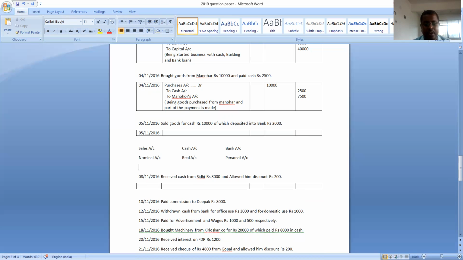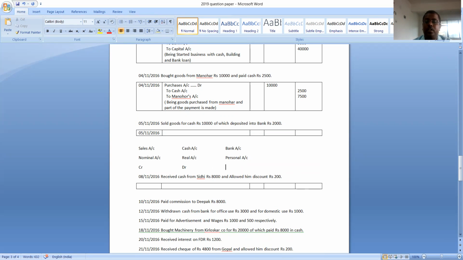See here, sales are income, right? What is the rule of nominal account? Debit all expenses and losses, credit all incomes and gains. So sales are income, so sales should be credited. Here you sold goods for cash, which means cash is coming into the business, so cash account should be debited. The rule of real account is debit what comes in, credit what goes out.